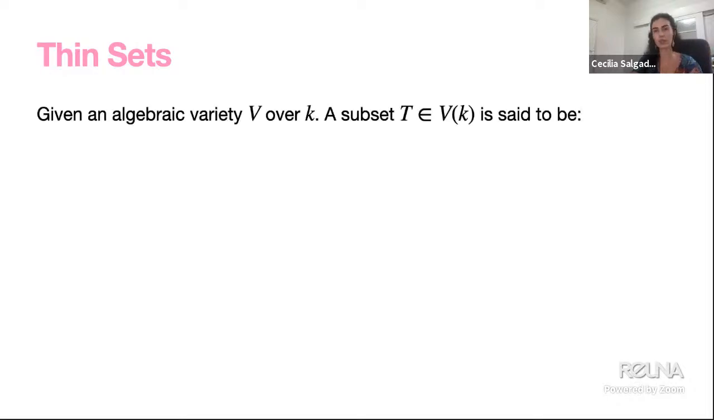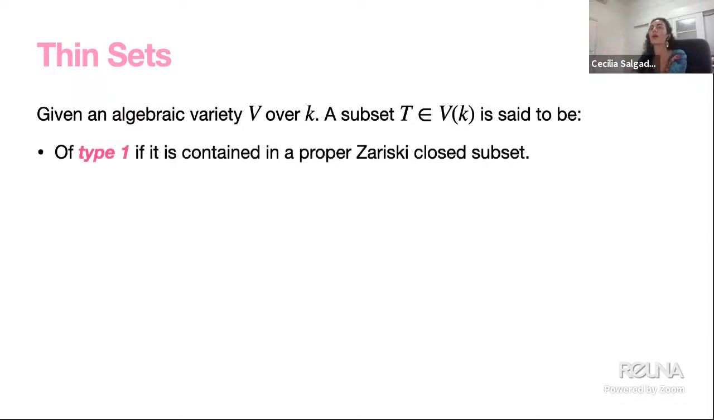So I'm going to consider a variety V, an algebraic variety V over K. Think of a nice variety: smooth, everything you like, projective. For this talk, that's really enough. And a subset of the K points of my variety. K here again is any field for this slide. A subset is said to be of type one if it's contained in a proper Zariski closed set. So it's not Zariski dense.